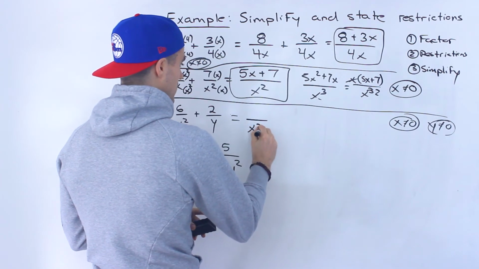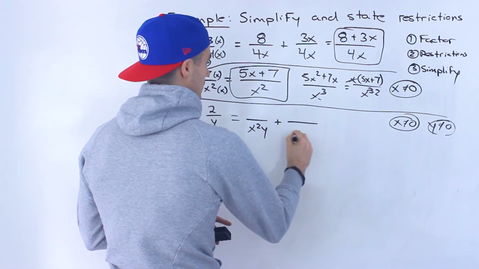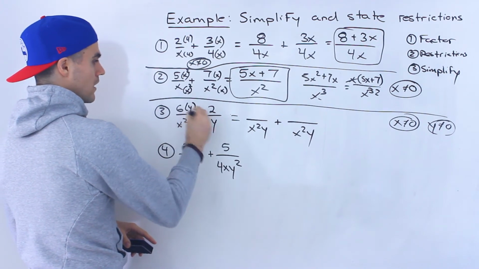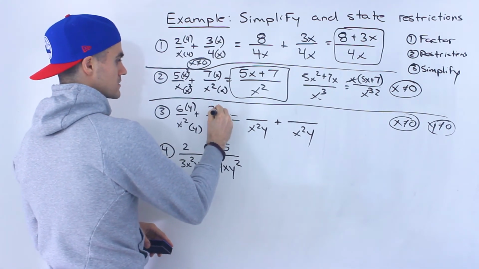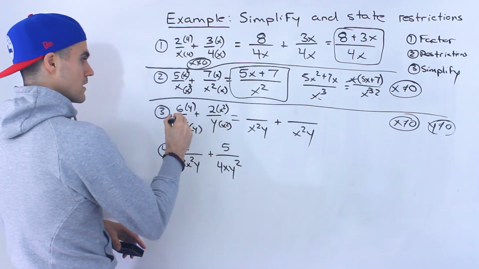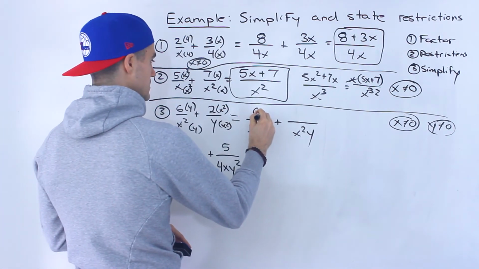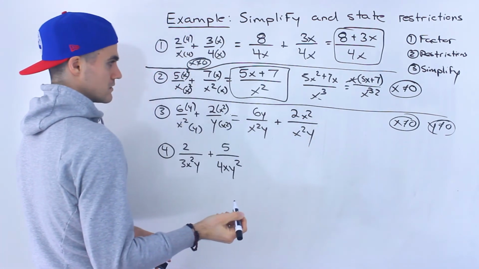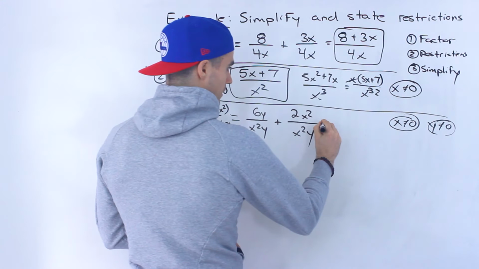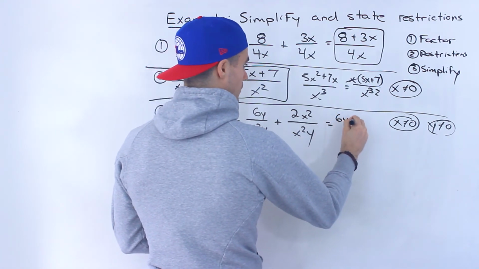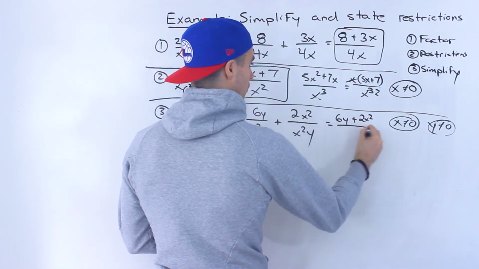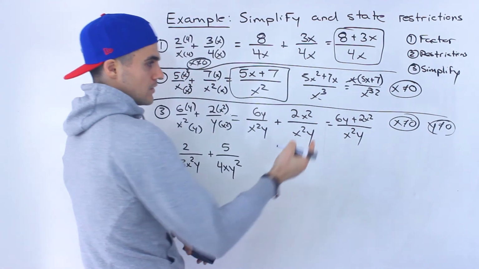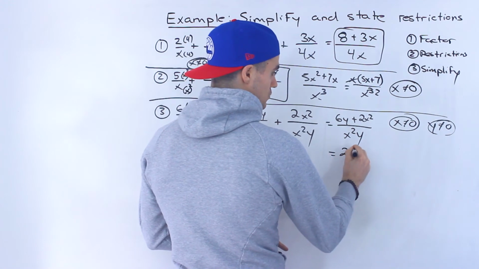So we'd have x squared y. So we have to multiply this by y, top by y, this multiplied by x squared, top by x squared. So then we would end up having 6y plus 2x squared, like that. And then from here, we would have 6y plus 2x squared over x squared y, like that. Notice in the top, we could take out a 2.